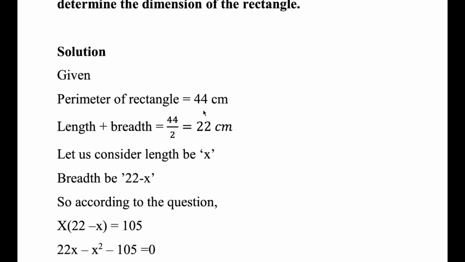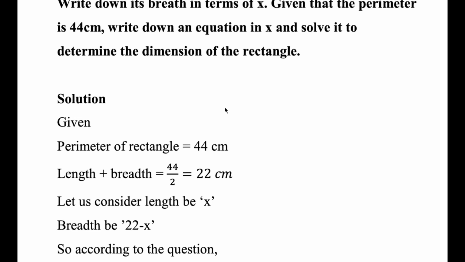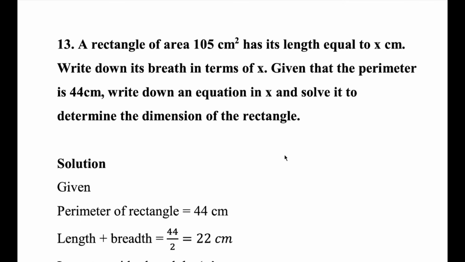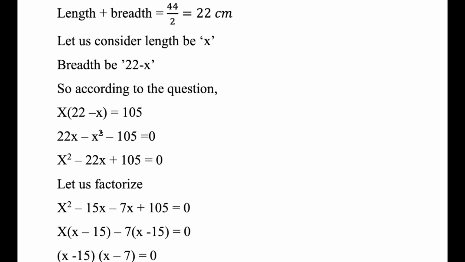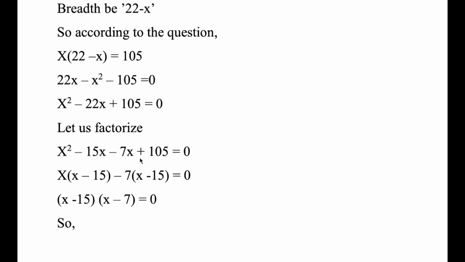Let the perimeter of the rectangle be 44, that is given over there, 44 centimeter. So length plus breadth is equal to 44 by 2 is equal to 22 centimeter. So let us consider the length to be x. So breadth will be 22 minus x. So according to the question, x into 22 minus x is equal to 105. After that, 2-step simplification. After that, mid-term factorization.